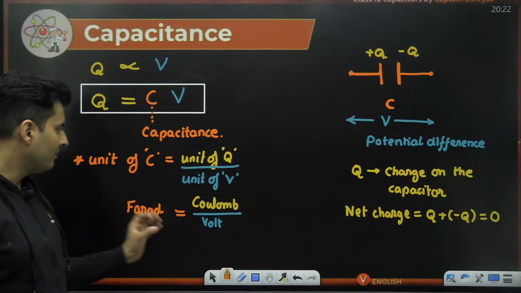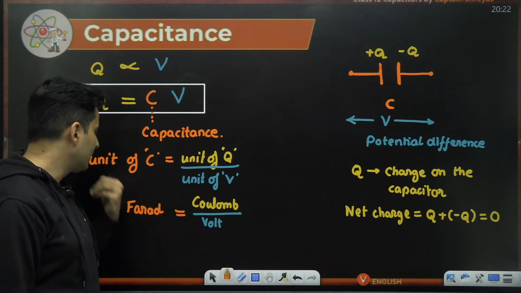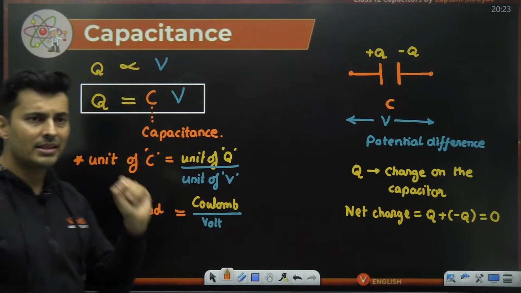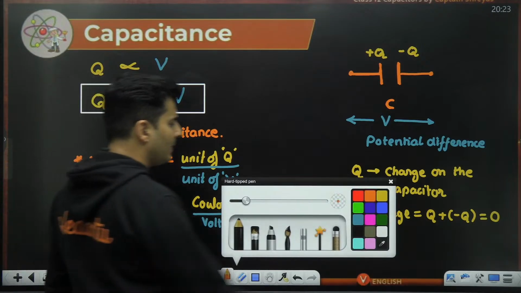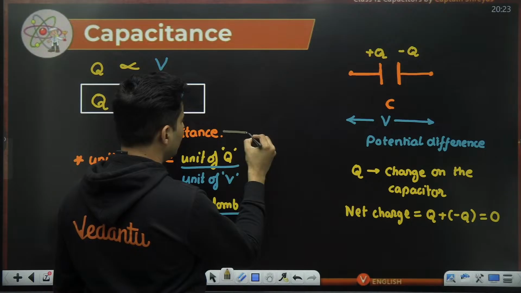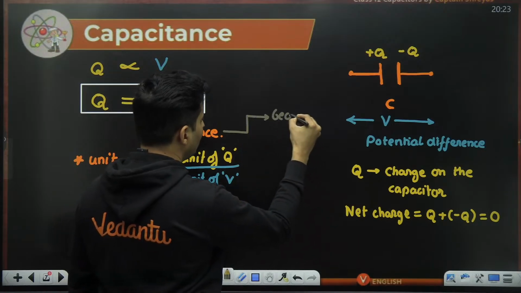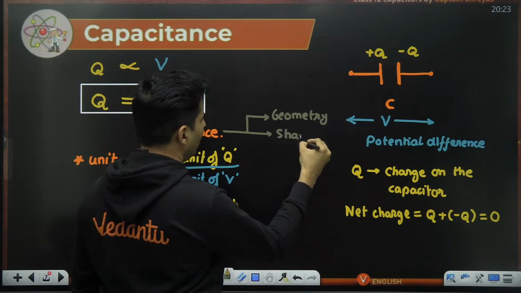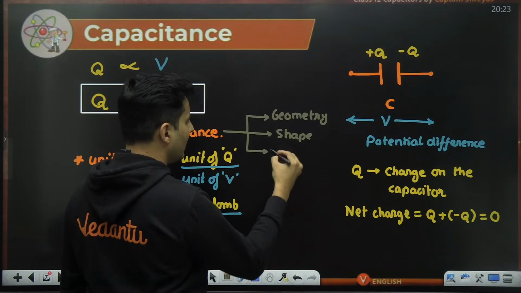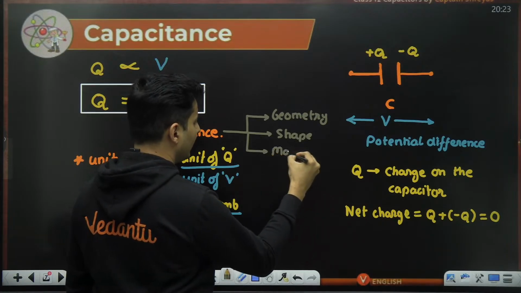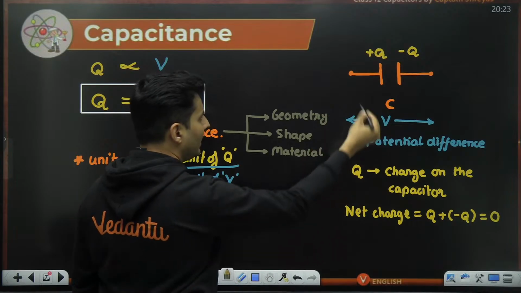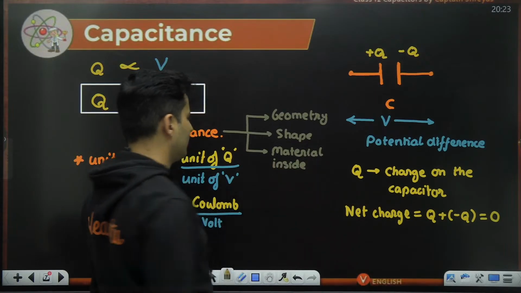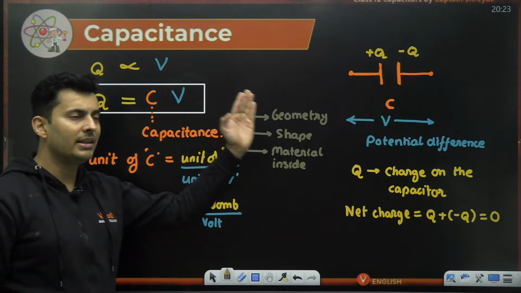Keep this in mind. Very, very crucial definition. So this is the SI unit, coulomb per volt, which is a farad, and this is the formula: Q is equal to C into V. Also notice that this particular capacitance mainly depends on the geometry. That means what is the length of the plate, what is the size of the plate, what is the shape of the plate, and also what is filled inside, the material which is filled between the plates of the capacitor. So that is what the capacitance depends on.